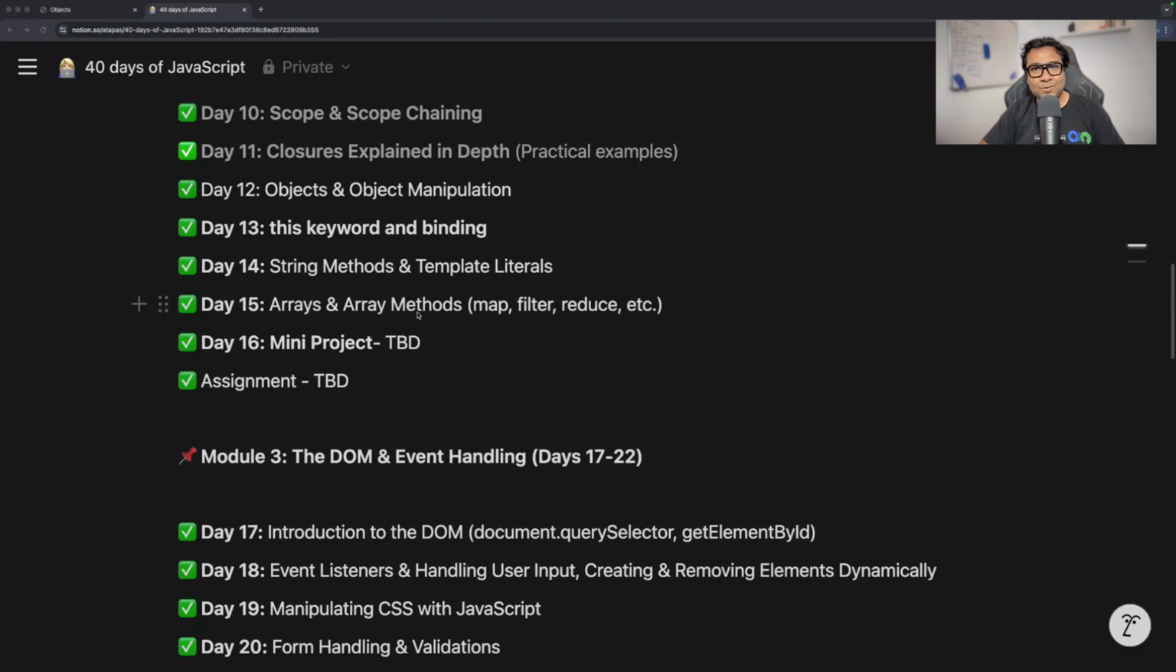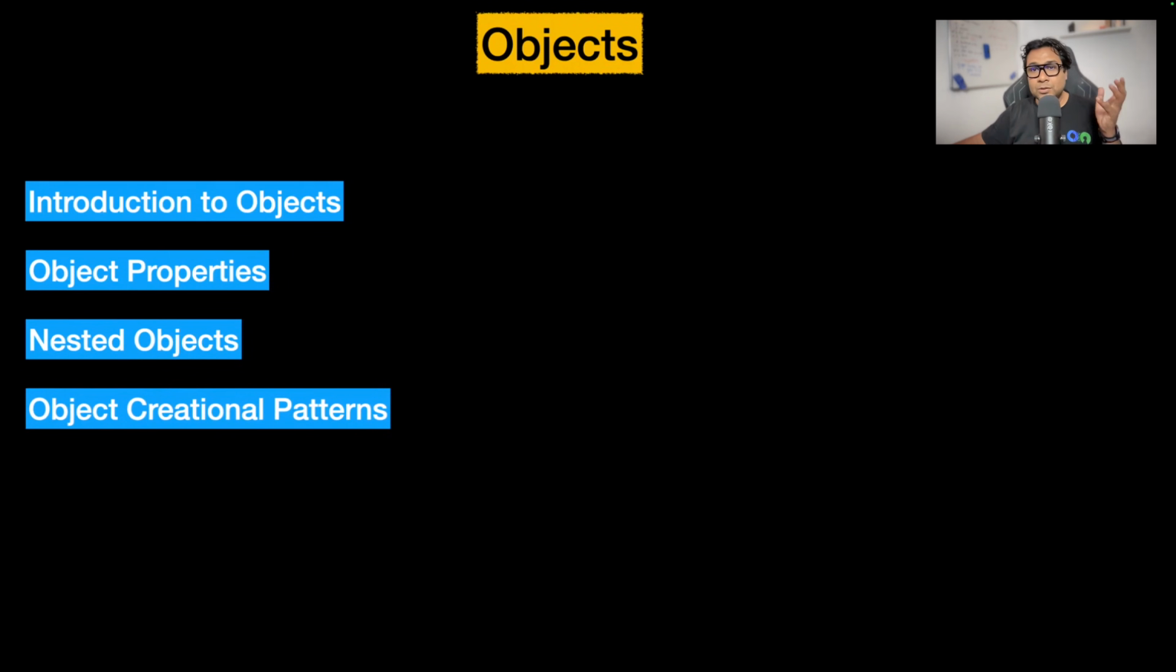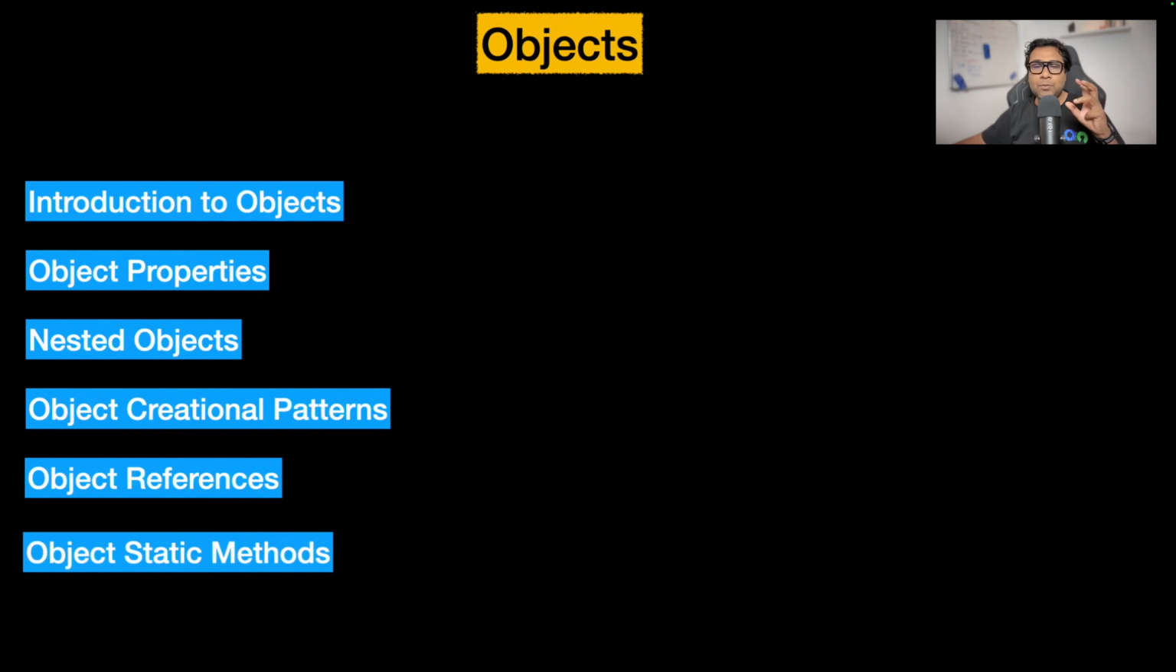So we'll be understanding objects, not only a bit, a lot about object manipulation and a lot of other things around that. The focus of today's session will be on introduction to objects, then the object properties. We'll learn about nested objects. We'll also learn about object creational patterns, then the object references and what you need to keep in mind because object is a non-primitive data type, and then we'll talk about various static methods of object. Those are very handy for you to use in your real world programming.